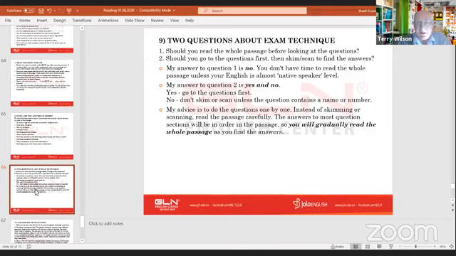And my answer to question 2 is yes and no. Yes, go to the questions first. No, don't skim or scan unless the question contains a name or number. My advice is to do the questions one by one. Instead of skimming or scanning, read the passage carefully. The answers to most question sections will be in order in the passage. So you will gradually read the whole passage as you find the answers.